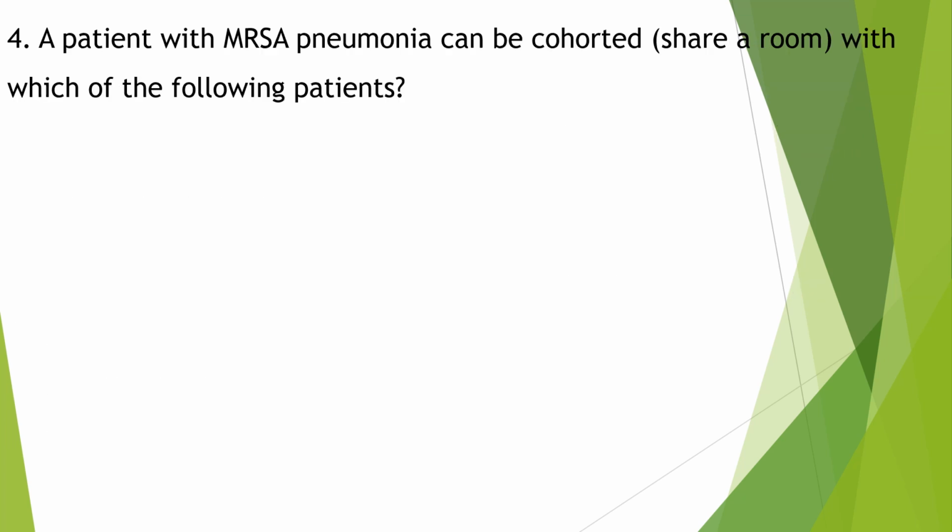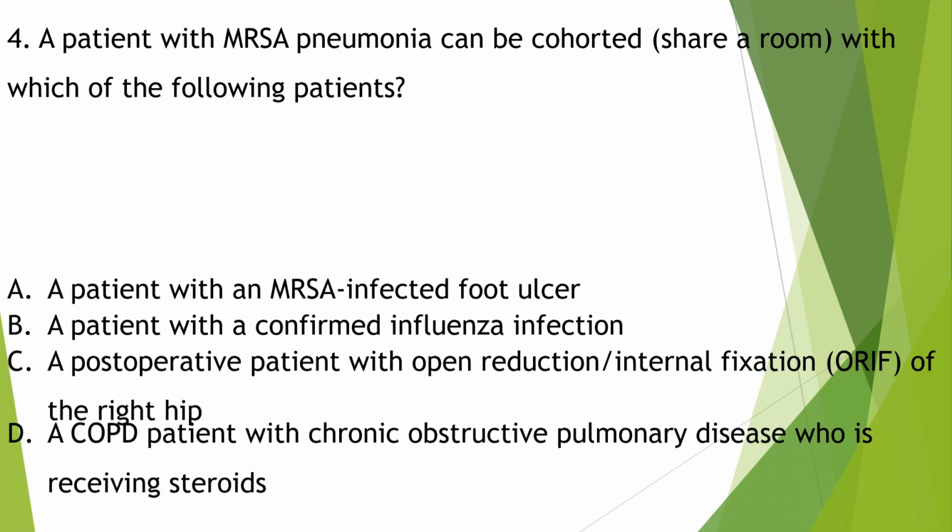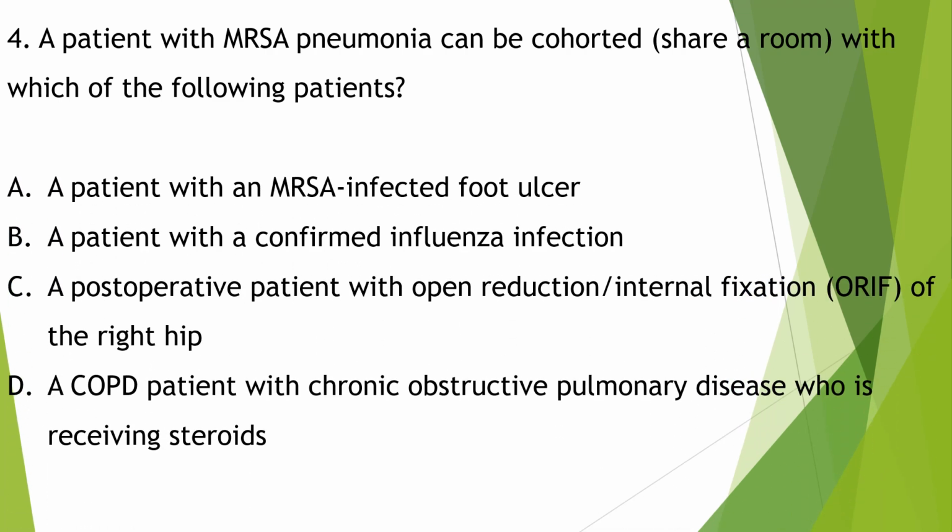A patient with MRSA pneumonia can be cohorted or share a room with which of the following patients? A patient with an MRSA infected foot ulcer, a patient with a confirmed influenza infection, a post-operative patient with open reduction or internal fixation of the right hip, a COPD patient with chronic obstructive pulmonary disease who is receiving steroids.